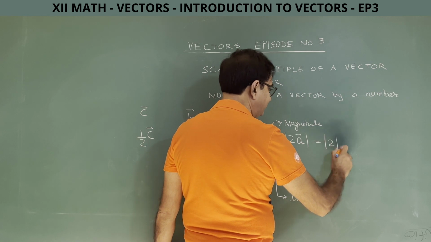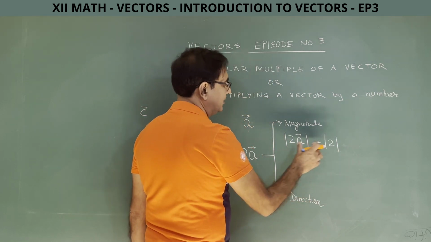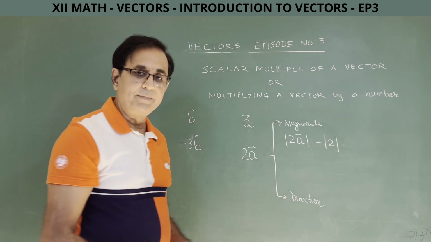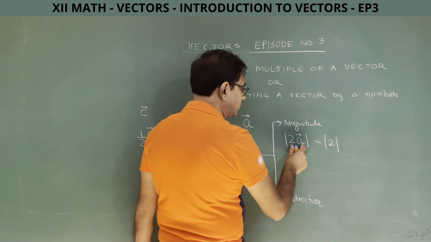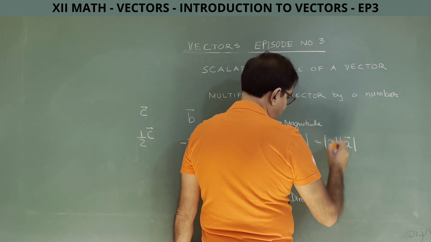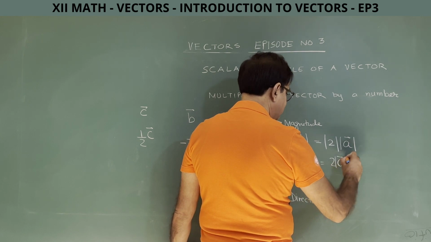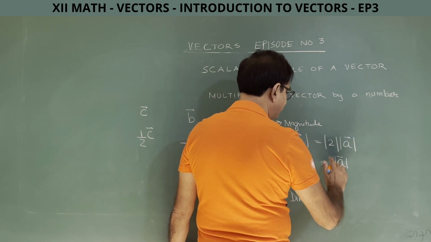When you put these same vertical signs on a number, it will be called modulus. When you put them on a vector, it is called magnitude. So magnitude of vector 2a will be mod of 2 into magnitude of vector a. Mod of 2 is 2 only, so it will be twice the magnitude of vector a.